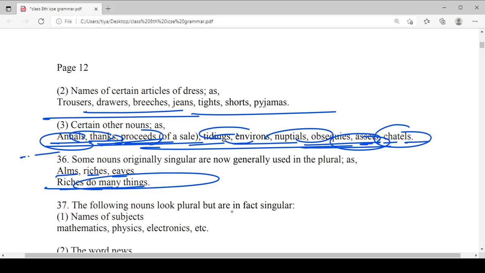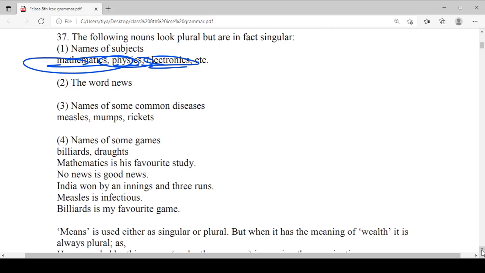Okay, the following nouns look plural but are in fact singular. Names of subjects like mathematics, physics, electronics. These words are singular. Okay, they look like plurals, but they are not plurals, they are singulars, and you use these words as they are. Okay, don't make any changes. The word news is also singular, but it looks like it is plural, but it is not plural, it is singular.